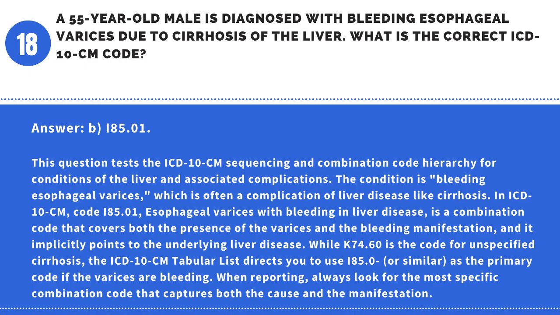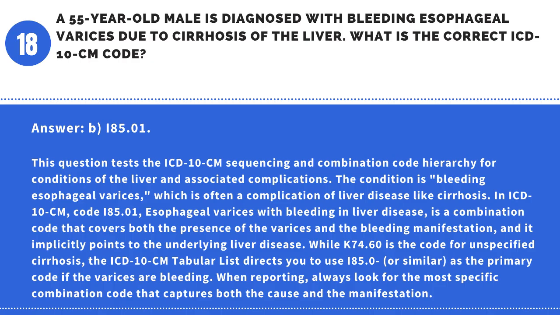I85.01. This question tests the ICD-10-CM sequencing and combination code hierarchy for conditions of the liver and associated complications. The condition is bleeding esophageal varices, which is often a complication of liver disease like cirrhosis. In ICD-10-CM, code I85.01, esophageal varices with bleeding and liver disease, is a combination code that covers both the presence of the varices and the bleeding manifestation, and it implicitly points to the underlying liver disease.